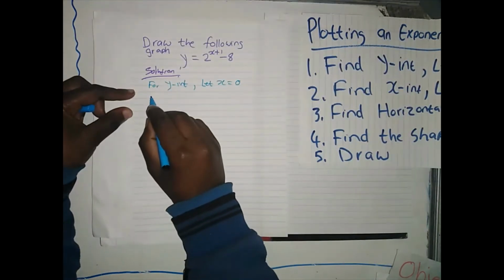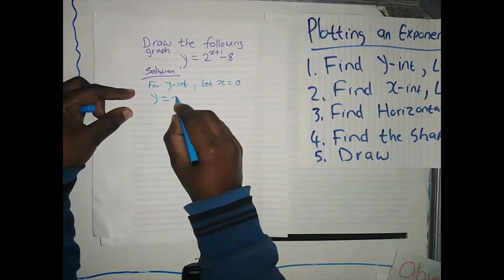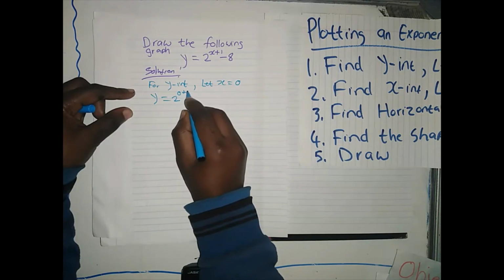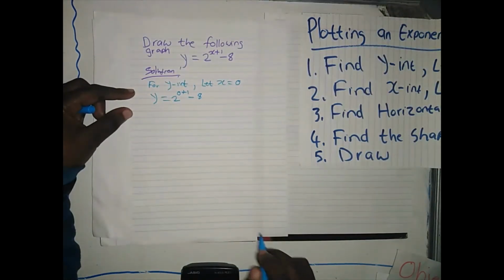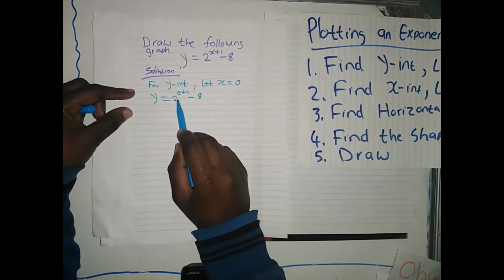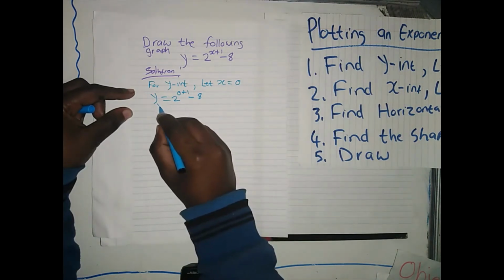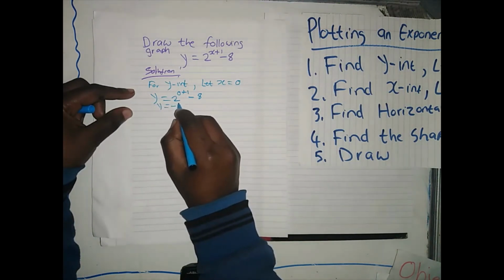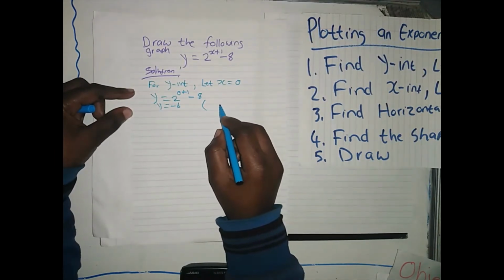So you've got y, which is equal to this. So now you're going to say 2, and then in the place of x, what do you put? 0, and then plus 1 minus 8. So when you say 0 plus 1, that is 1. 2 to the power 1, that is 2. 2 minus 8, what is it? 2 minus 8 is minus 6. So y is equal to minus 6. Because y is equal to minus 6, therefore you have found the y-intercept.